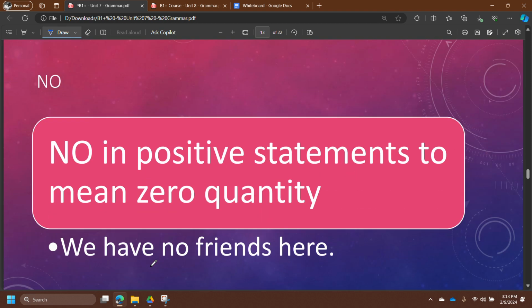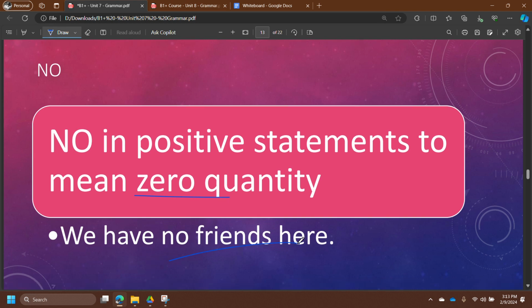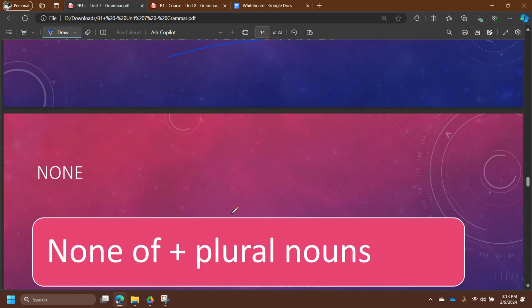And what about no? Okay, so we usually use no in positive statements to mean zero quantity, like no, nothing. So when you say we have no friends, this is again talking about quantity, but the number is just zero.